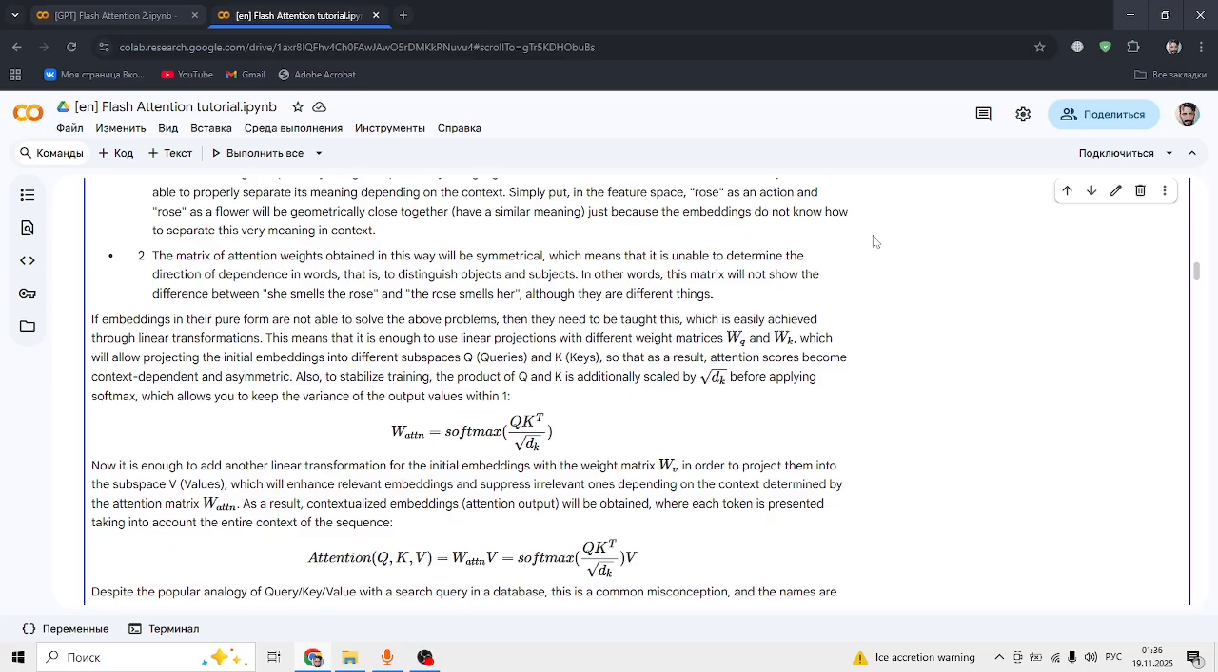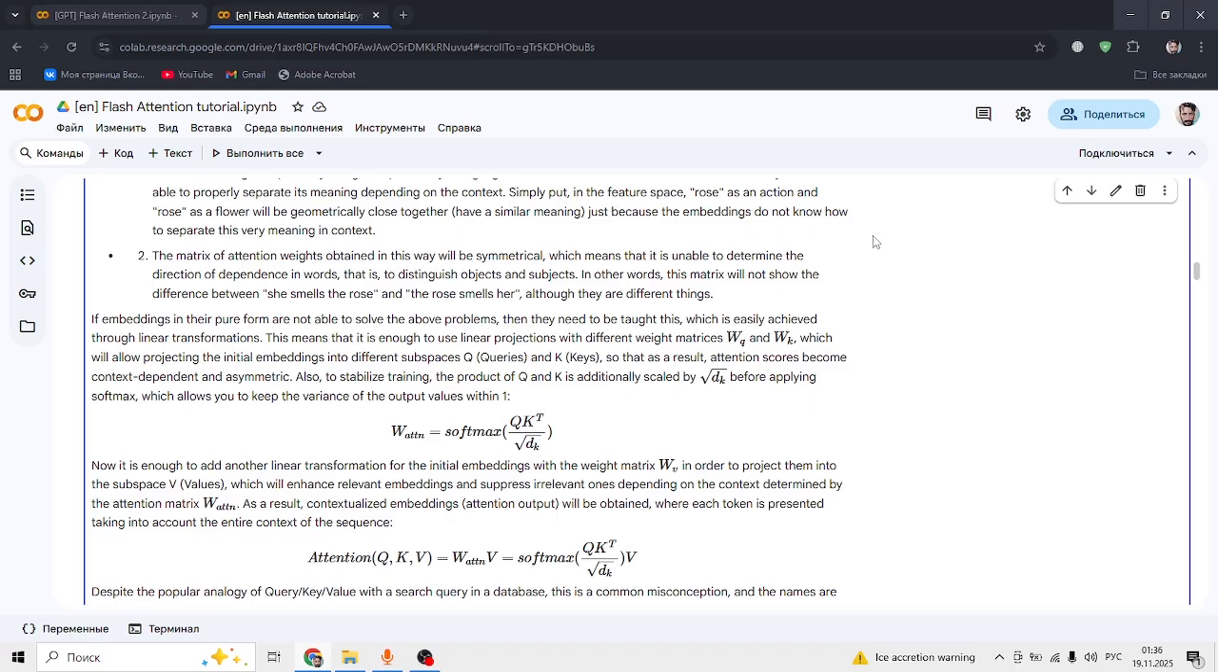So it should show which word is the object and which word is the subject.